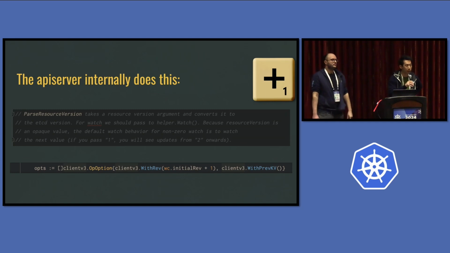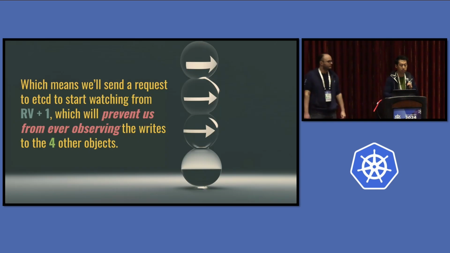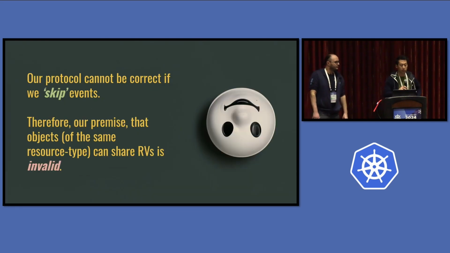So if we're sharing the same RV across 5 objects, then that means we're going to skip. That means the 4 other objects are just going to be skipped over. We're never going to see them. So imagine that we have 5 pod creations. We see one, and then we skip the rest of them. Obviously, the controller is not going to be behaving correctly. That means our protocol can't be correct, and that means that it is actually invalid for us to share RVs.